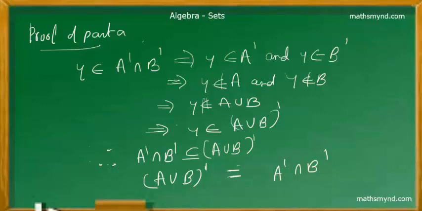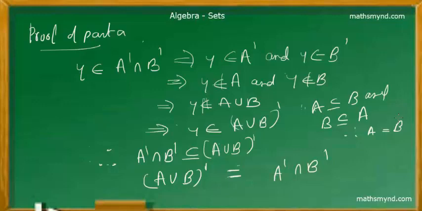And the key point here is that we know from the previous video that if A is a subset of B and if B is also a subset of A, then naturally A should be equal to B. So that's the same thing which we are coming to here. It simply means that if (A union B) complement is a subset of A complement intersection B complement, and A complement intersection B complement is a subset of (A union B) complement, that means it's both the reverse.